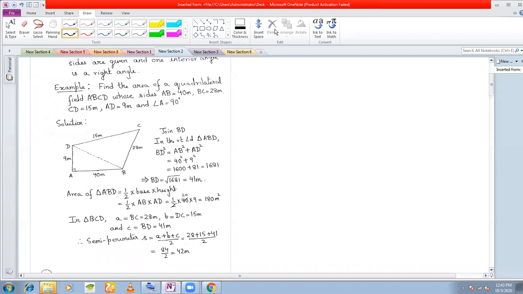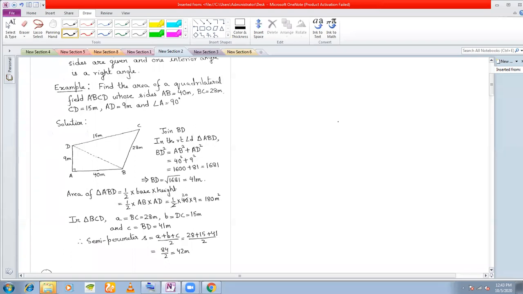So coming back to the problem, the question is: find the area of the quadrilateral ABCD whose side AB is 40. If you see, it's all given labeled in the figure. I have drawn the figure. If this kind of question is given, you will have to draw the figure. Drawing the correct figure will carry marks also.